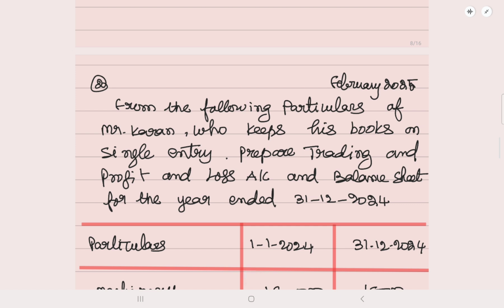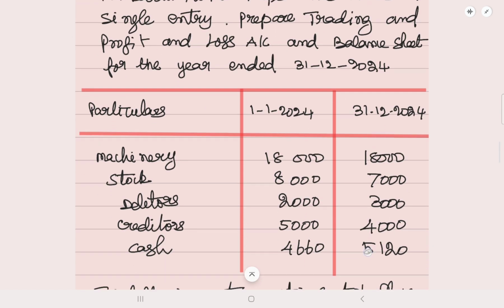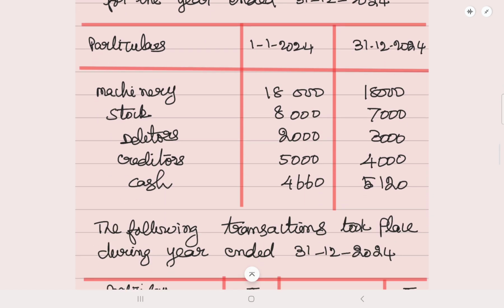So next one, February 2025 question. From the following particulars of Mr. Karan, who keeps his books on single entry, prepare trading and profit and loss account and balance sheet for the year ended 31/12/24. So particulars as on 1/1/24 and 31/12/24 is given.